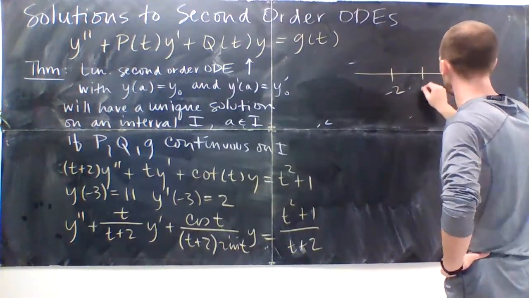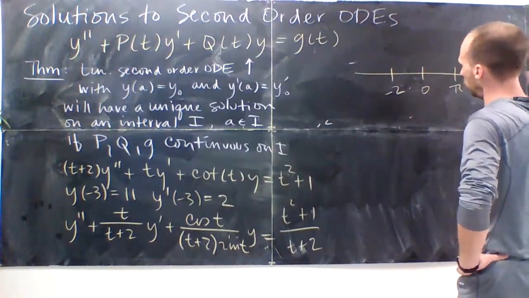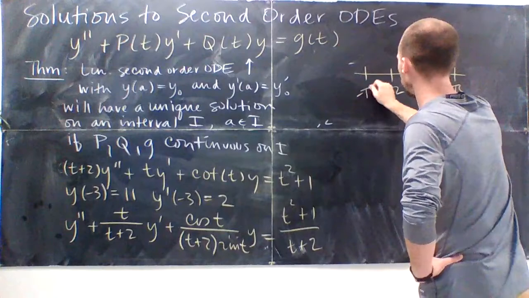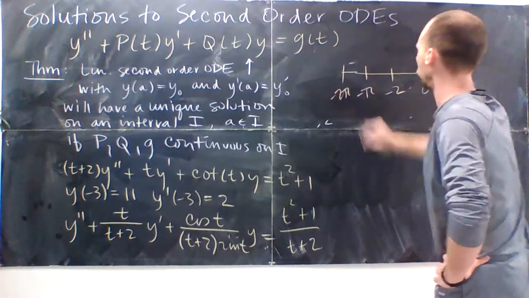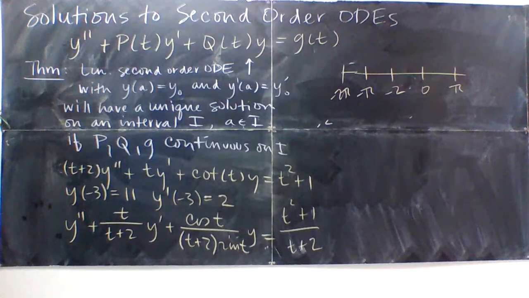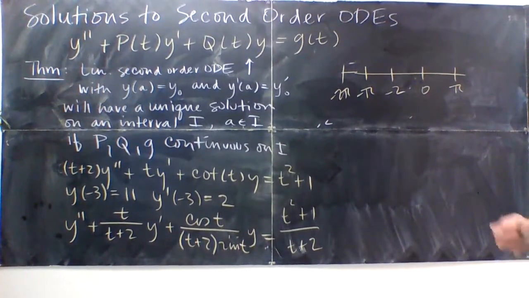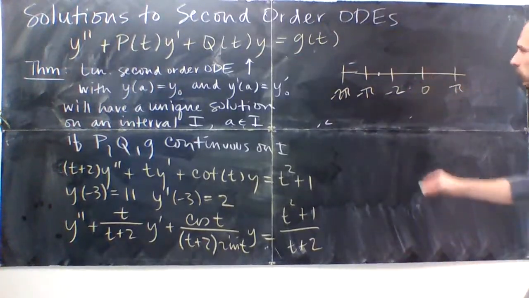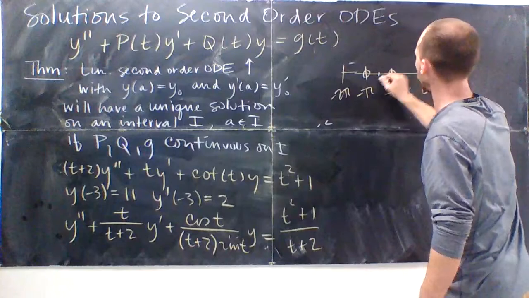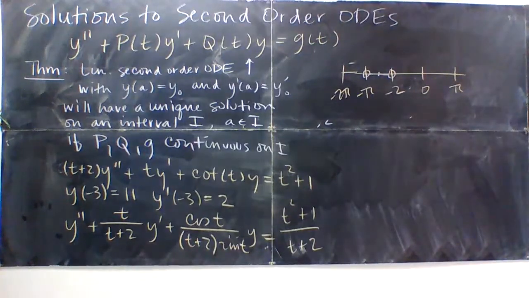I'm going to have 0, I'm going to have pi, and I'm going to have 2 pi, and so I would have -pi here, and maybe -2 pi, just to give you a picture. And then the initial condition they gave me was y of -3 is 11, so I'm in here. Okay, and if these are kind of my points of discontinuity, this is going to be the interval on which I'm guaranteed a unique solution.